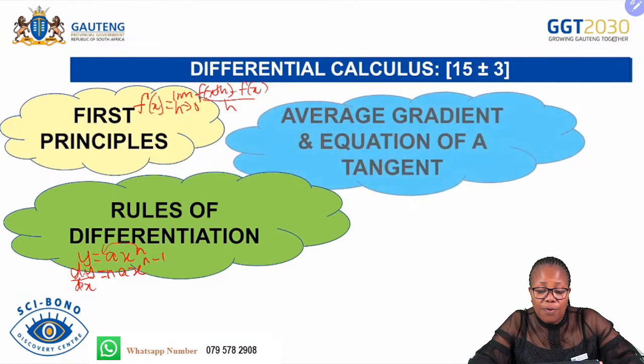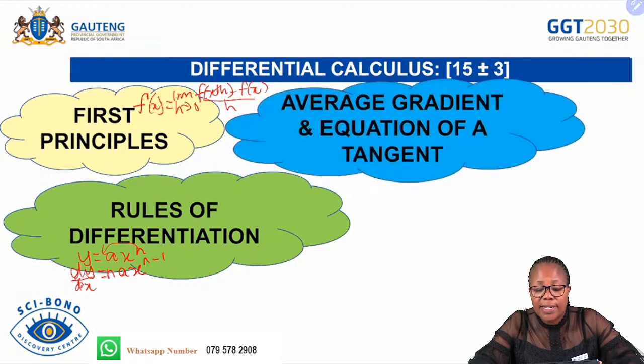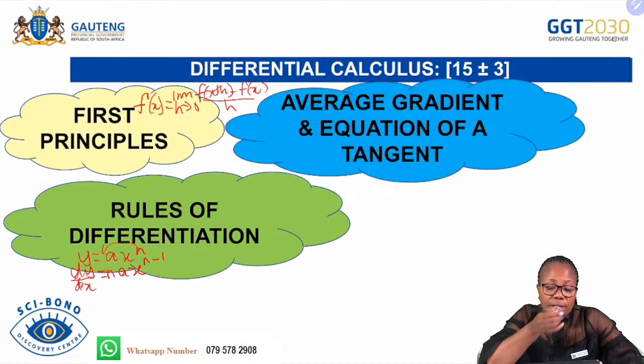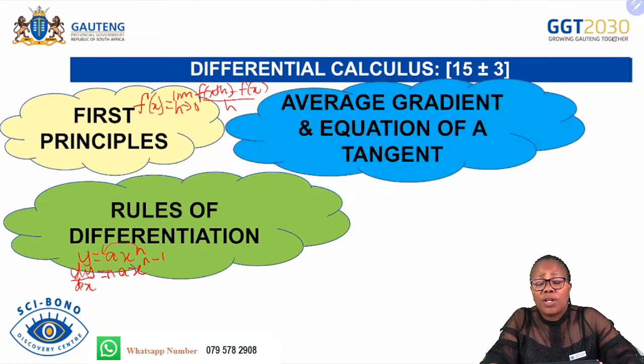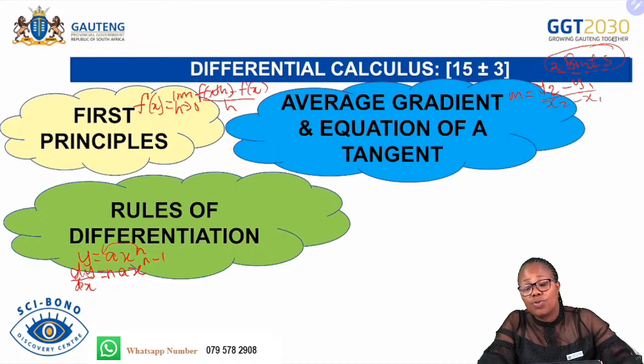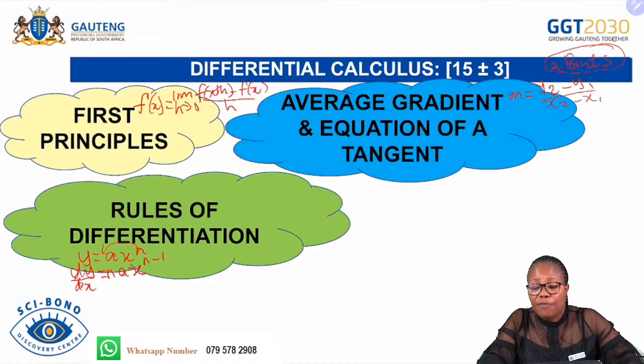Moving forward, we have the average gradient and the equation of a tangent. Remember, when you talk about average gradient, we are still talking about the normal gradient, m equals (y2 minus y1) over (x2 minus x1). That means you need two points with coordinates in order to calculate the average gradient. And then the equation of a tangent.